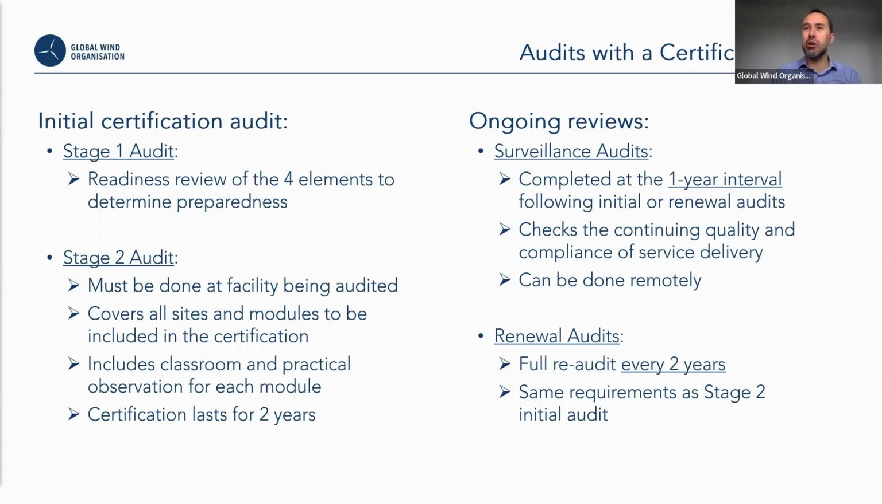For the ongoing review, as it says there, your certification lasts for 2 years, but at the 1-year interval in between, and there's a kind of a plus and minus on that, you'll have a surveillance audit. Essentially they're just looking at continued quality and compliance of the delivery. A lot of times when you're doing your initial audit, you have a lot of processes in place, but you don't necessarily have a lot of evidence that you've achieved those. So the surveillance audit is an opportunity for them to check in and see how those are being done. And there are some provisions in there about doing those remotely. Work with your auditor on that. And then a renewal audit is done every 2 years, and it's essentially the same requirements as the initial audit.